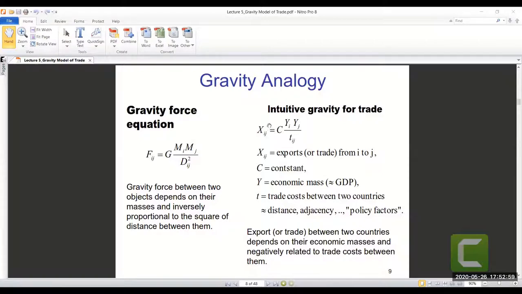We can say that the trade relationship between country i and j is positively related to the economic mass of the two countries. The higher the GDP the countries have, the more they are going to trade. C is going to be considered as a constant, the gravity constant, and it is inversely related to some trade cost.